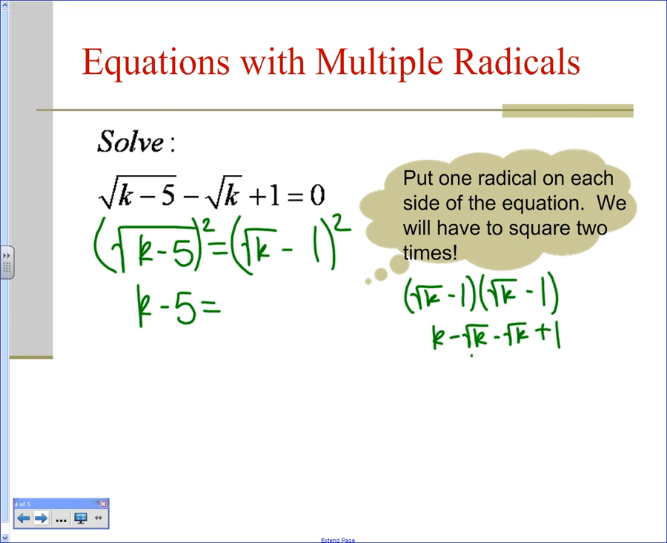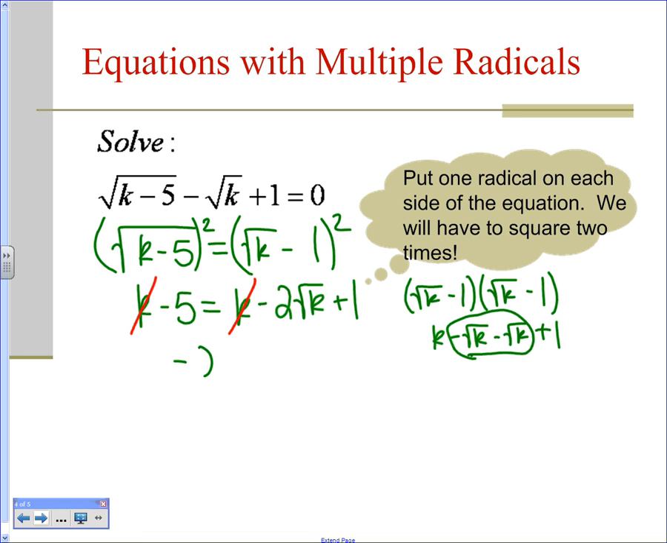Because you're squaring both sides. So you get k, and then somebody said -2 square roots of k. Do y'all see how that works? Because there are 2 here. Any questions so far? Now the k's cancel.